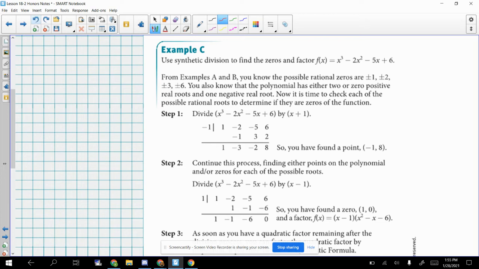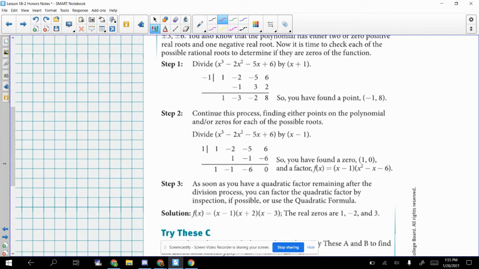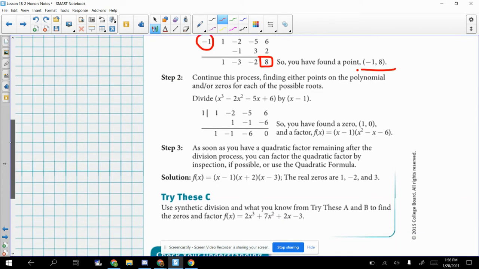Now it's time to check each of the possible rational roots to determine if they are zeros of the function. What's nice here is that we have positive or negative 1, positive or negative 2, positive or negative 3, and positive or negative 6. So 8 possible roots, and you're going to start using synthetic division to test them. I usually like to go in order like they did here. So they started by testing negative 1, and they got a remainder of 8. So they know that that point is negative 1 comma 8. So that's not a root, that's not a 0.